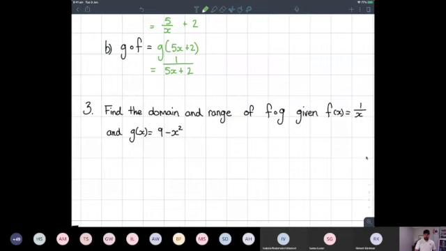So I'll give you a second to have a go at that. So start off by substituting it in and then having a look at what does it actually look like. So hopefully everyone was able to get the substitution that we have 1 on 9 minus x squared.